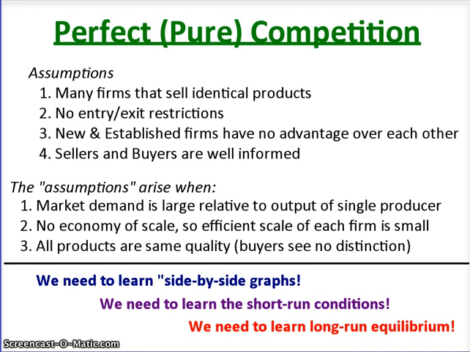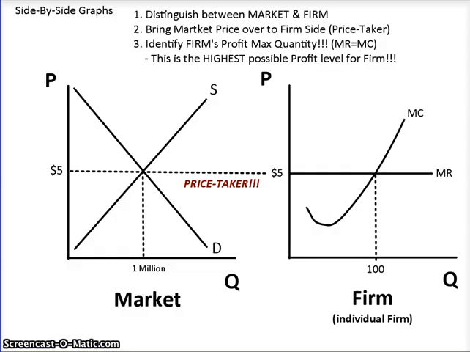So let us move on to graphical analysis. All right, so first thing that we want to do is we want to make sure that we understand that there is a side-by-side graph that we have to deal with. There is the market side, which is going to be on the left side of the graph, and the firm side, which is on the right side of the graph. You need to make sure that you can distinguish between the market and the firm.